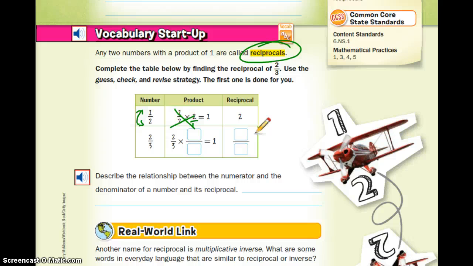2/3. What is the reciprocal of 2/3? Well, again, I've got to make a 1, so the 3's cancel out, the 2's cancel out. I'm flipping the number, so the reciprocal of 2/3 is 3/2. Describe the relationship between them. They're opposite. So when I cross them out, they cross out on a diagonal, which leaves you 1. Okay, let's look at the real world problem.